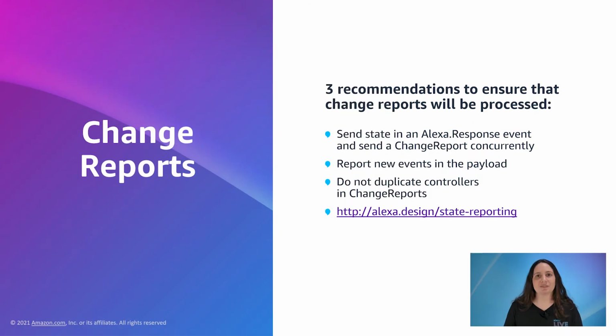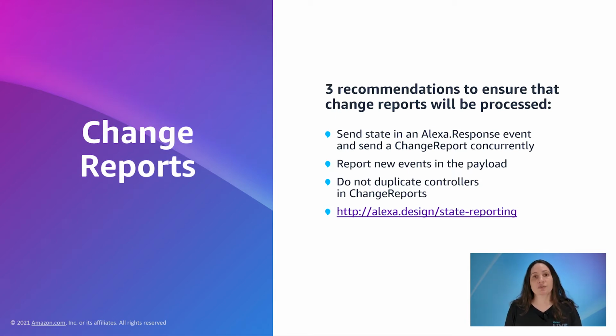If you receive a directive from Alexa to change the state of an endpoint, you need to reflect the new state of the device in your response to Alexa. So for example, if I say, Alexa, turn on the living room light, Alexa sends to the skill developer an Alexa.PowerController.TurnOn directive, and they respond with the new state of the device, which is power controller is on. The skill developer must also send a change report in that instance to indicate that the device has a new state.